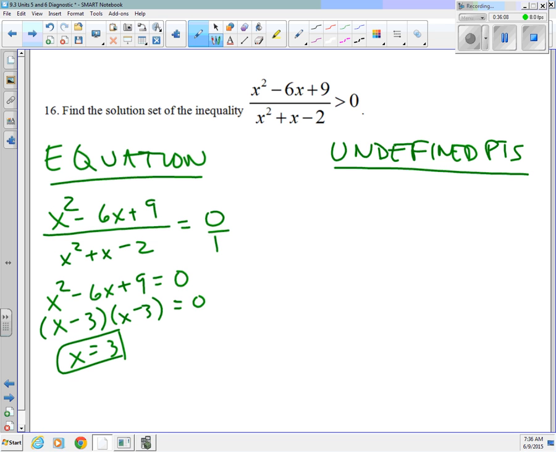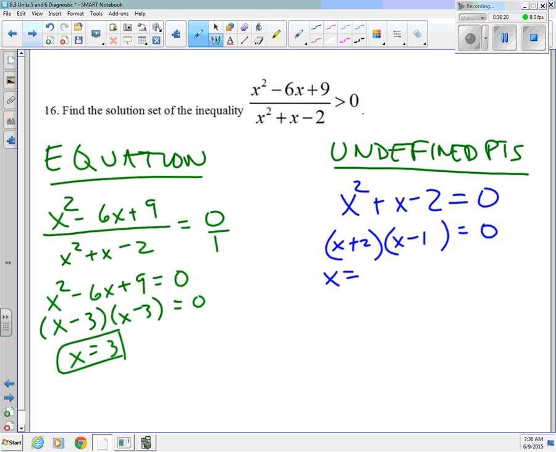The other place where signs can change is where the fraction is undefined. So I have x squared plus x minus 2 equals 0. I'll factor that into (x plus 2) times (x minus 1) equals 0, and I would get x equals negative 2 and x equals 1. These are places where the fraction is undefined.